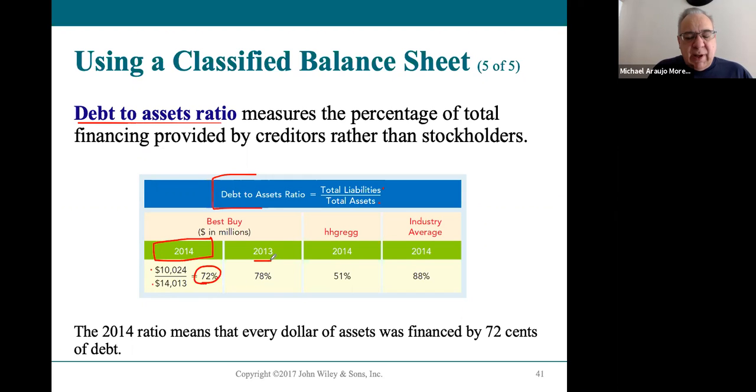Now, clearly, in 2013, they had a higher debt to asset ratio, so they were very much more reliant on debt in 2013 than they were in 2014. The fact that this has come down in that period is good for them because that means they're managing less long-term debt. H.H. Gregg for the same year, 2014, they're in an extremely strong position because with a 51% debt to asset ratio, that means they have about 51 cents of liabilities for every dollar of assets. Okay, and so that's how you would read that.